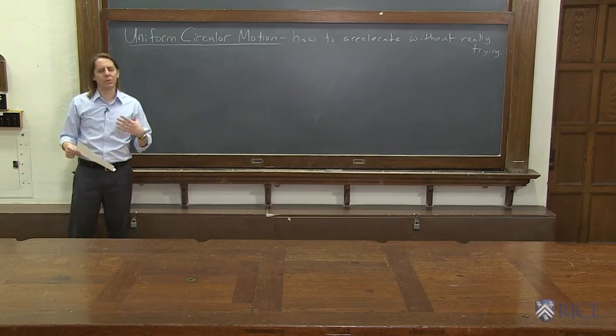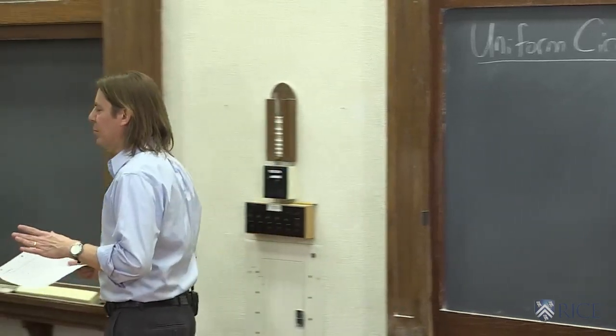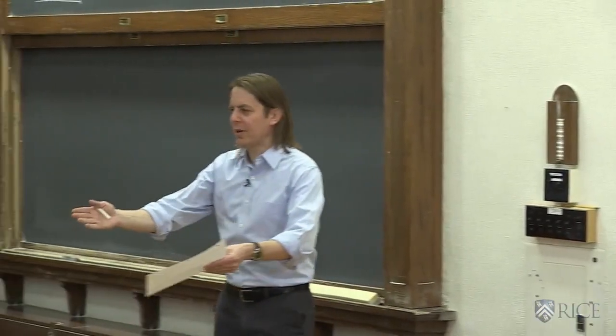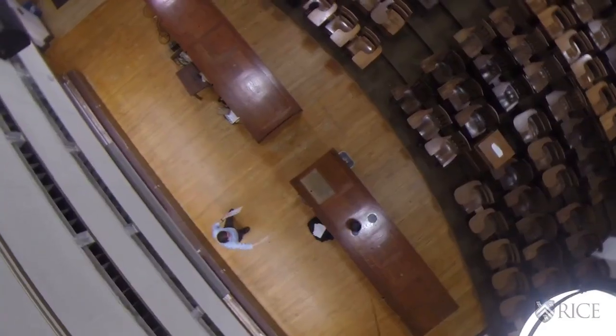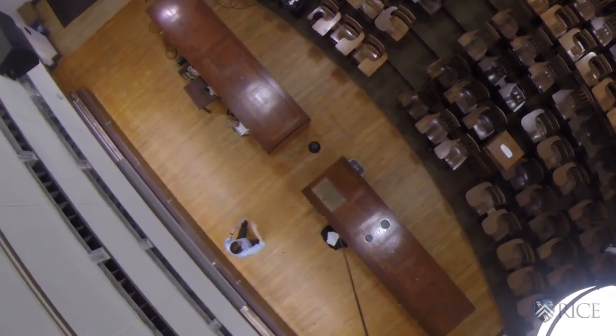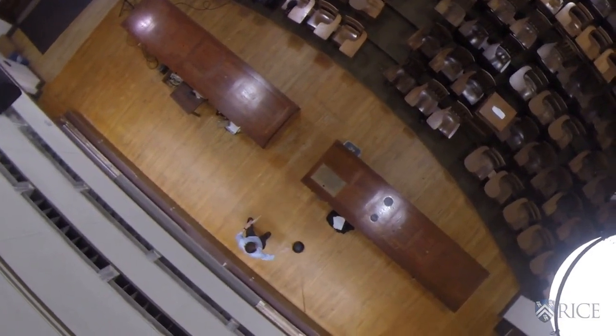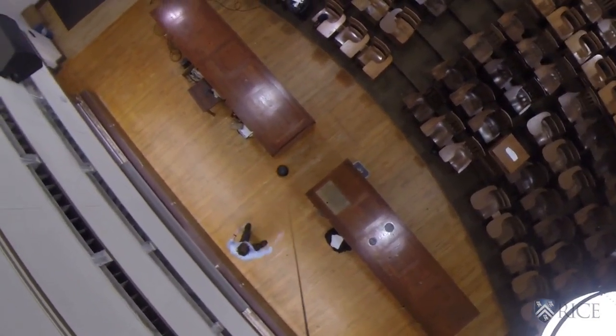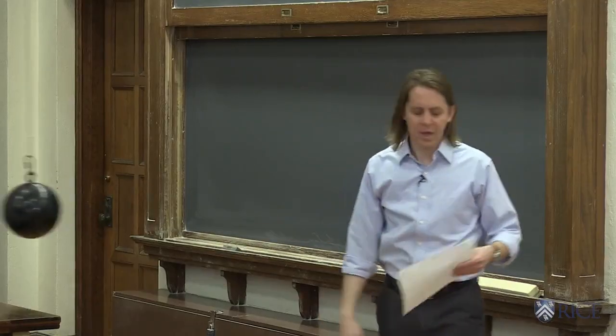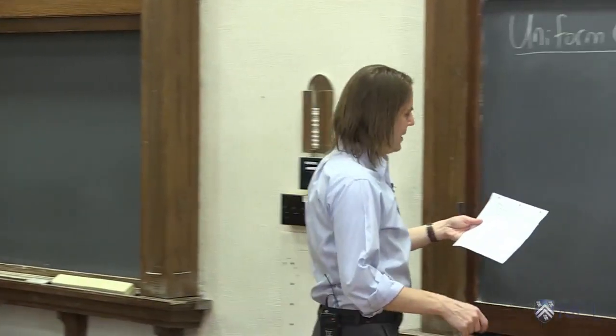Uniform circular motion is really a special kind of acceleration. But first, let's just look at some uniform circular motion. Here's our big bowling ball pendulum, and it's hanging from the ceiling like a pendulum, but if we move it like this, it's essentially going in uniform circular motion in the XY plane, this plane, right? There it goes.